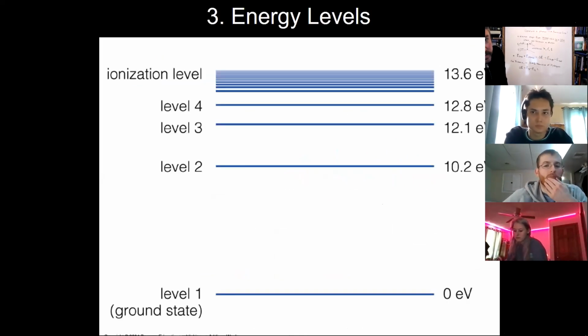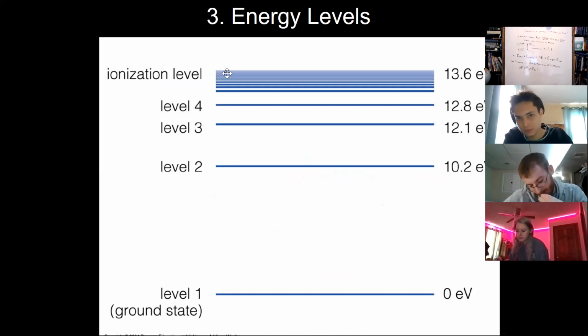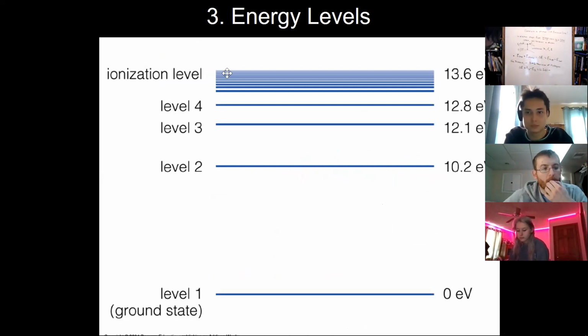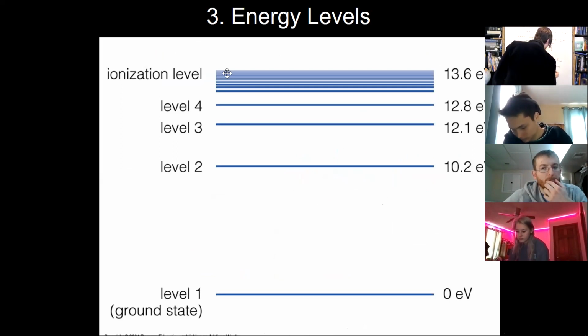Help me with the numbers, guys. What's the energy of orbit 3? 12.1 eV. How about energy number 2? The energy of orbit 2? 10.2 eV. Okay. Can you guys subtract those for me?